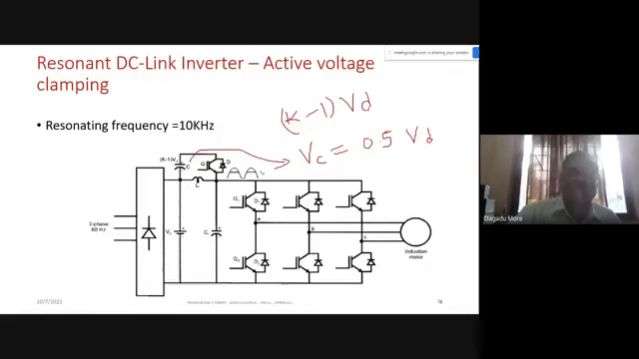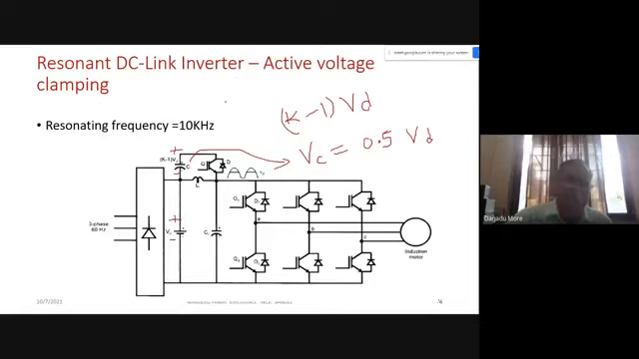We'll add together. The upper terminal is positive and the lower terminal is negative, so that will be the charge on the capacitor. Whatever additional capacitor we are using, that voltage should be equal to 0.5 VD, and polarities will be shown. So this is VD plus 0.5 VD, so it is 1.5 VD.